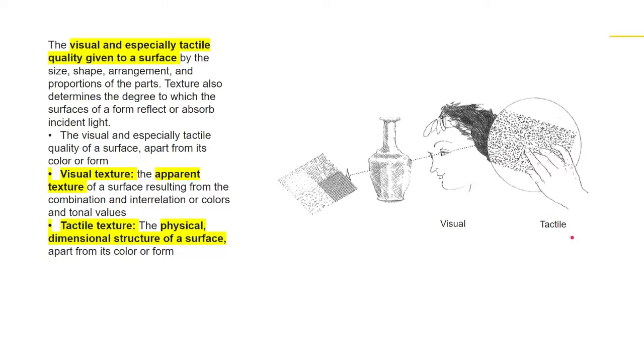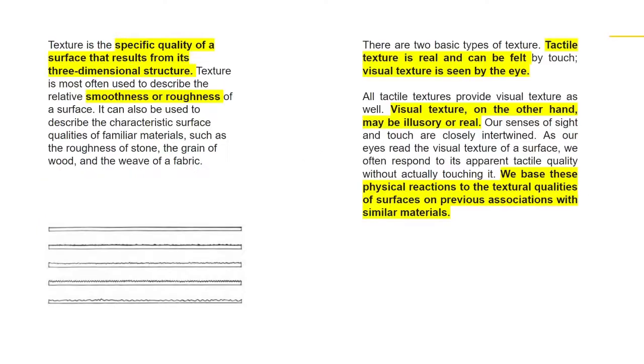And then visual texture is the apparent texture of a surface resulting from a combination and interrelation of colors and even tonal values. Tactile texture is the physical and dimensional structure of a surface, apart from the color and form. Texture is a specific quality of a surface that results from a three-dimensional structure. So texture is most often used to describe the relative smoothness or roughness of a surface.